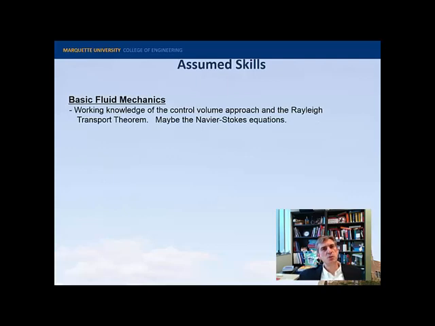All right, so the assumed skills are that you've had some introductory course in fluid mechanics, and that would really mean that you're familiar with the Reynolds transport equations, basically conservation of mass, momentum, and energy in integral form, as opposed to the differential form, which I showed you earlier two slides ago. So that earlier slide was the Navier-Stokes equations in differential form.